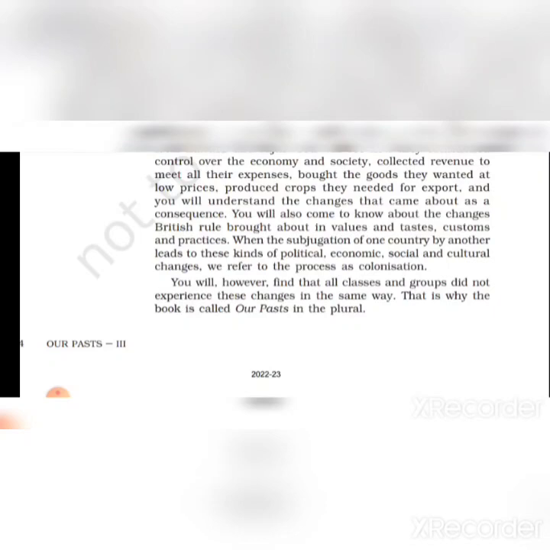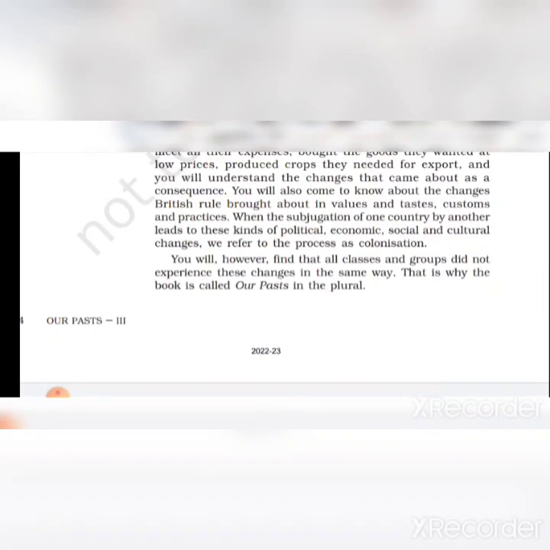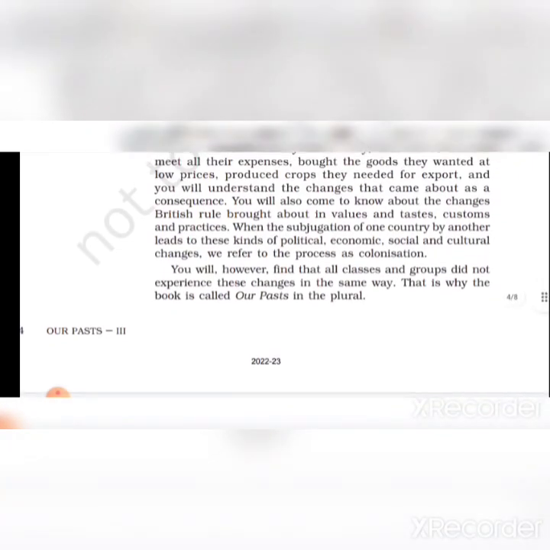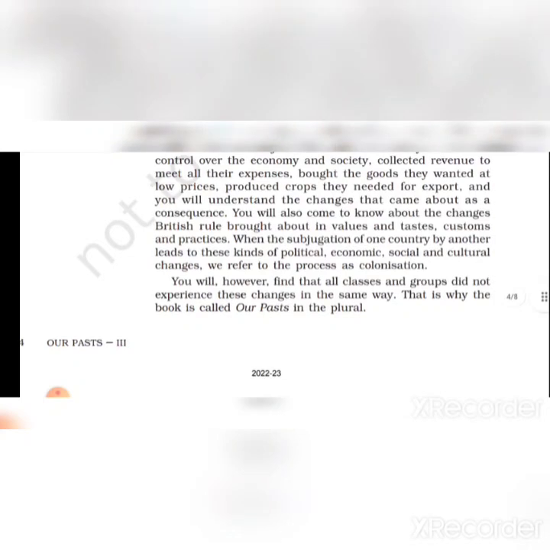When the subjugation of a country by another leads to these kinds of political, economic, social and cultural changes, we refer to the process as colonization. You will, however, find that all classes and groups did not experience these changes in the same way. That is why the book is called Our Past in the Plural.